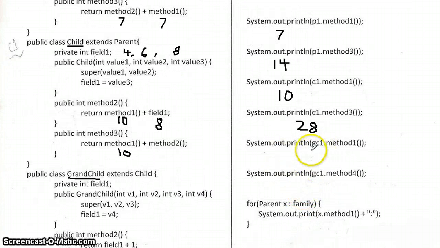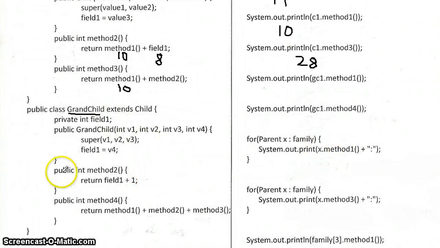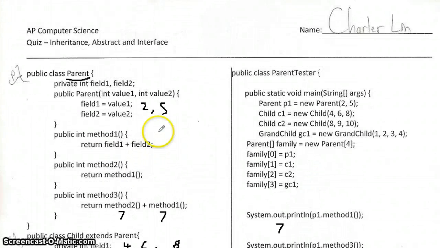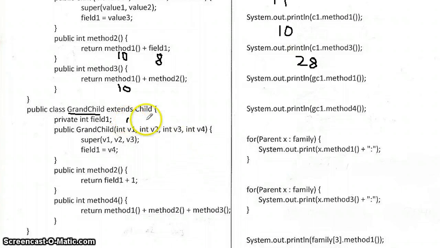So GC1, we've moved on to the grandchild object, method 1. Again, down here we do not have a method 1, so we have to head on up to method 1 of the parent. This returns field 1 plus field 2. Over here we see 1, 2, 3, 4. So I'll just write that real quick: 1, 2, 3, and 4.